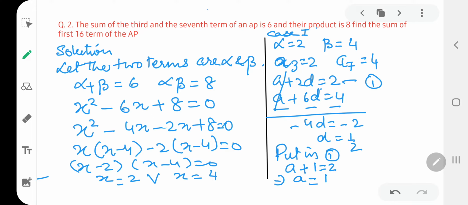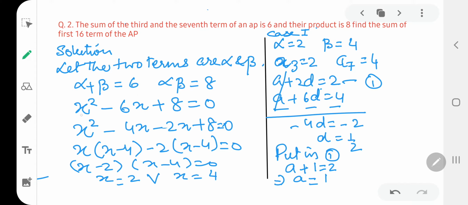8. So children, if you recall, you did something like this in quadratic equations. You have to frame a quadratic equation where the sum of the two numbers is 6 and the product is 8. So children, I will frame a quadratic equation in which the roots have sum 6 and product equal to 8. If I consider that the two terms are alpha and beta, then the sum of the two terms will be 6 and the product is equal to 8.